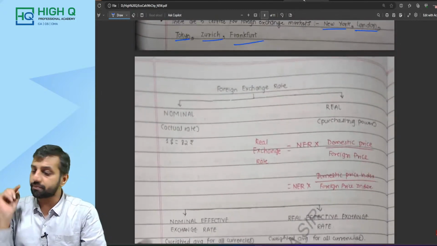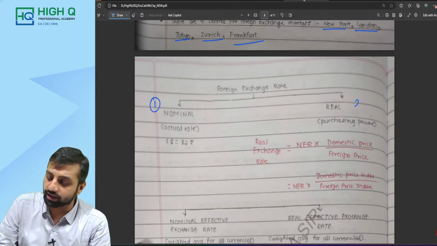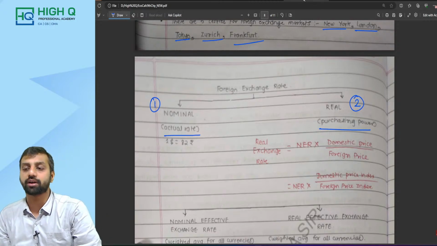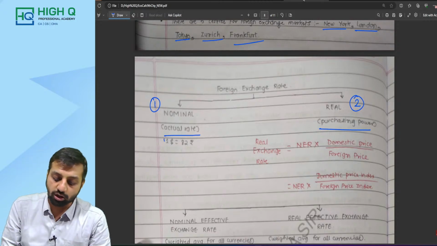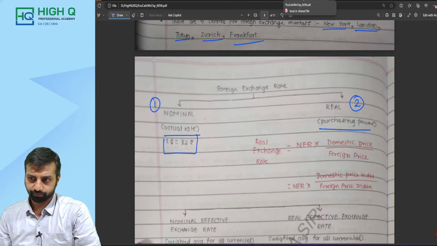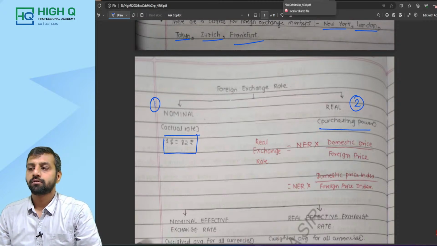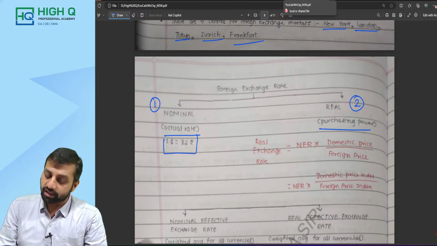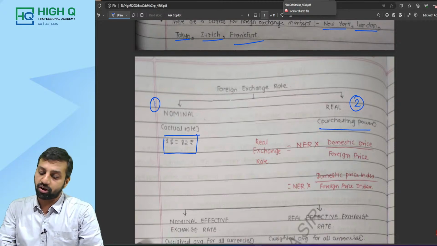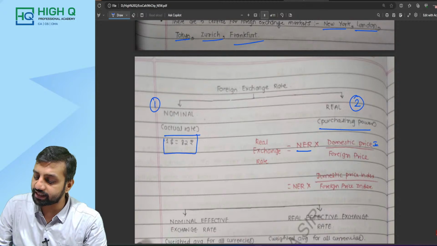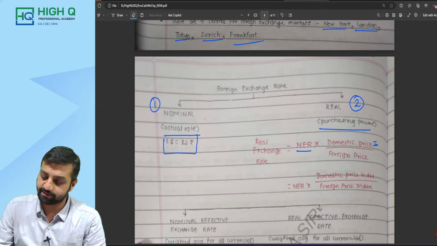Foreign exchange rate can be of 2 types. One is nominal, one is real. Nominal is the actual rate, real is the purchasing power. So $1 equal to 82 rupees is a nominal exchange rate. Then there is real exchange rate. Real exchange rate is the purchasing power which you can calculate by nominal exchange rate into domestic price index upon foreign price index.